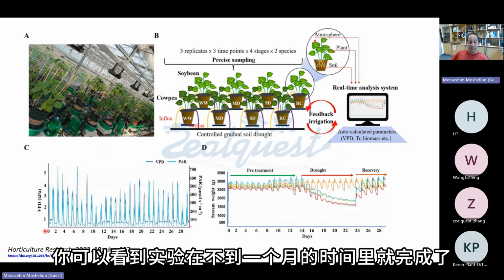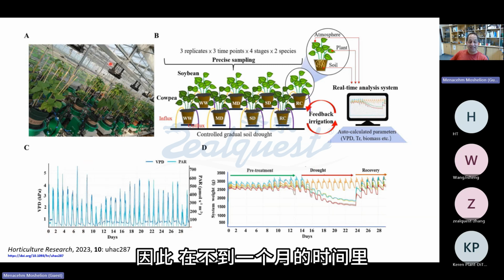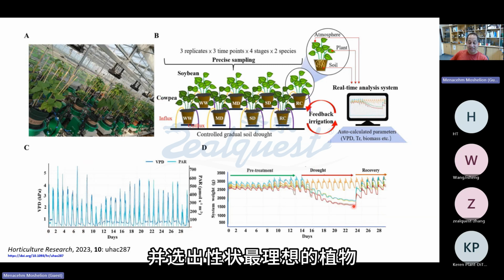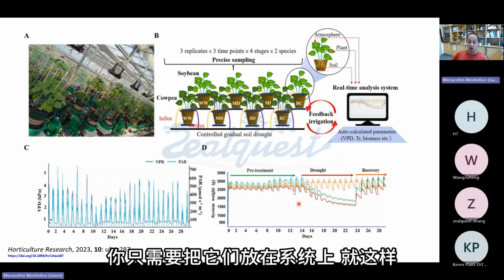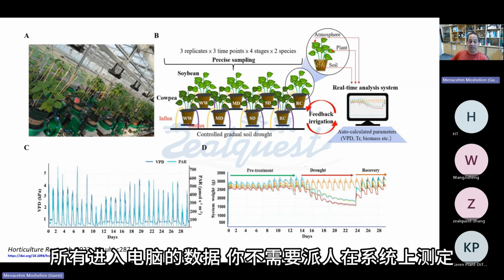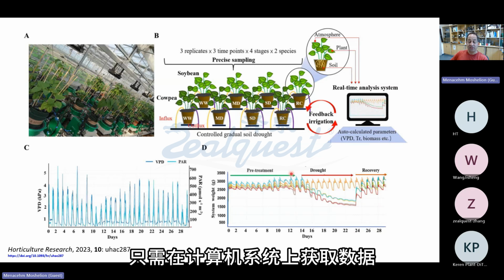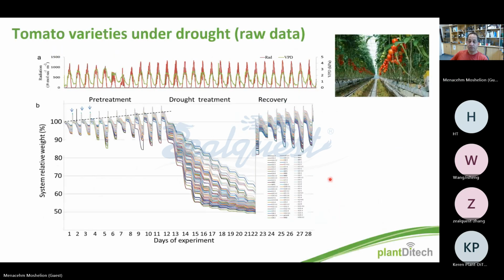This was done, you can see, in less than a month. So in less than a month, you can screen your plants and select out the plants with the most desirable traits. And actually, there is almost no effort. You just put them on the system, and that's it. All the data comes to a computer. You don't need to send a person to measure on the system. Just get the data on the computer.